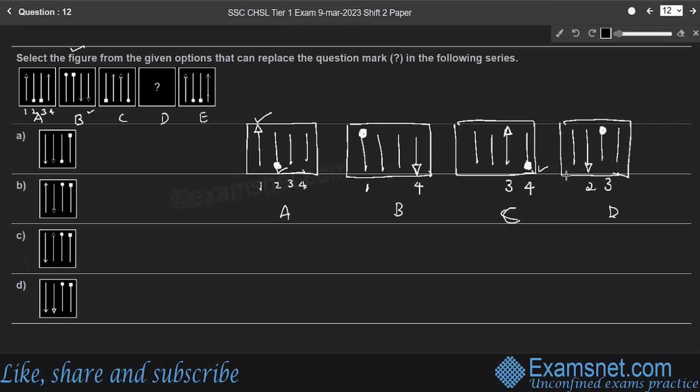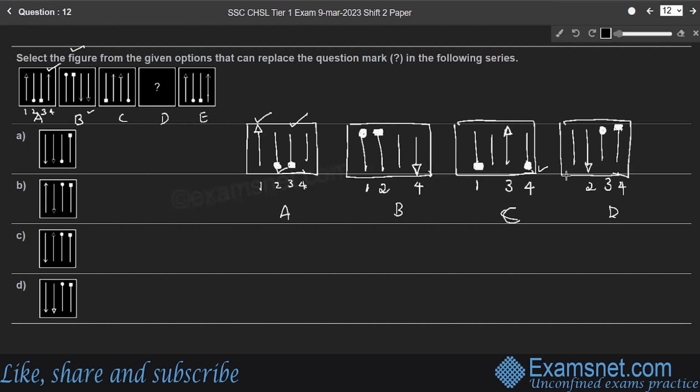Now consider the third line in figure A. The third line has a shaded square portion which is facing downwards. In figure B, its position is the second position and the direction is changed, facing upwards. In the third figure, its position is the first position and the direction is again changed, facing downwards. Therefore, in the fourth figure, its position has to be the 4th position, previous position, and the direction should be upwards, right?